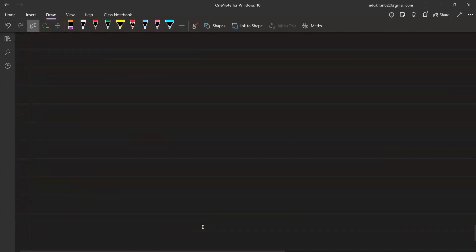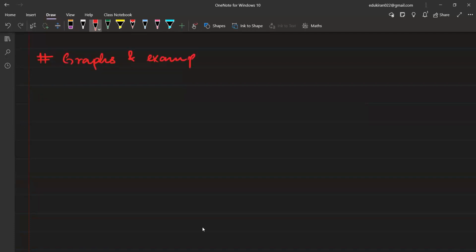We'll write the last point, that is graphs and examples. Okay, so first we will see the graph of Raoult's law.